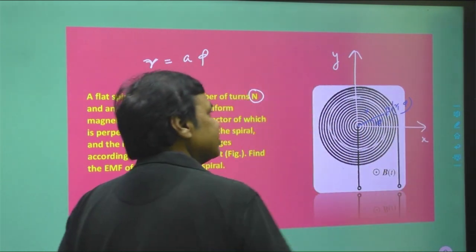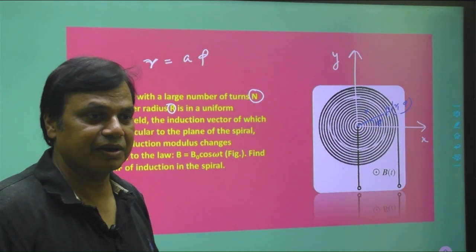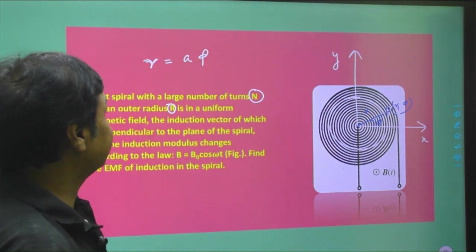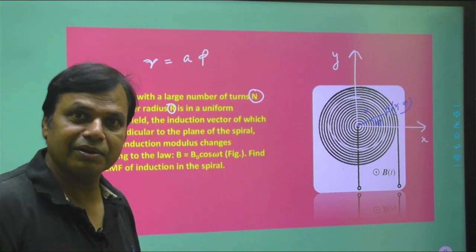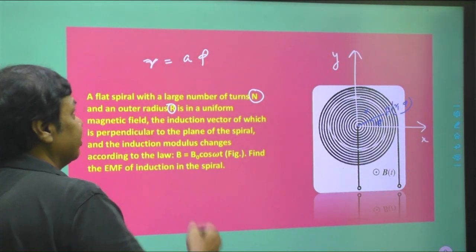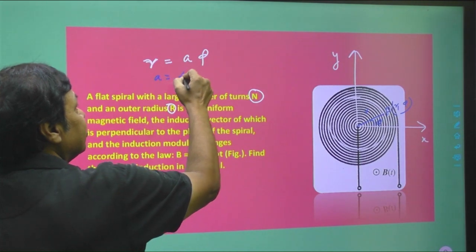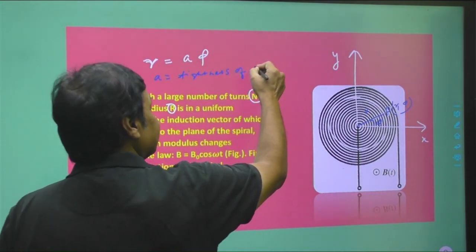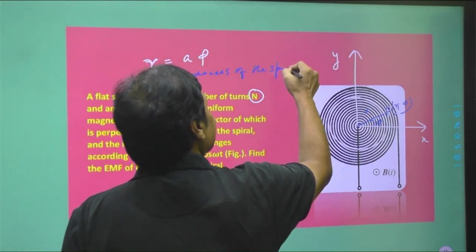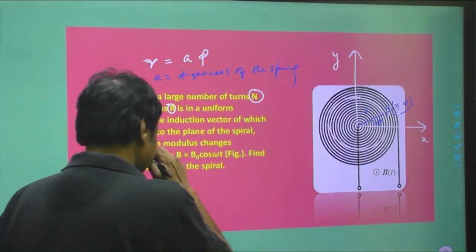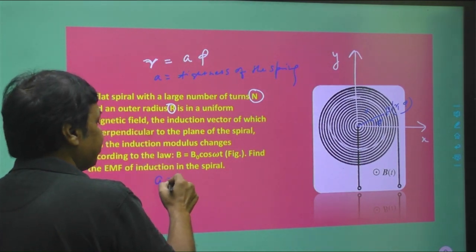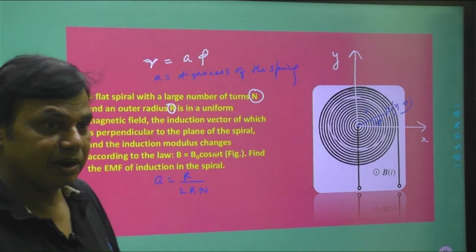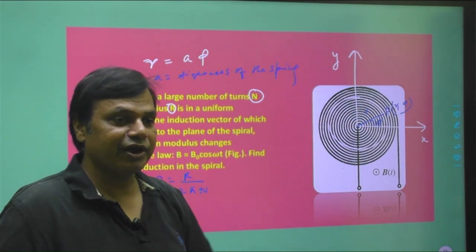And what is this a? A is called the tightness of the spiral. And it is usually written as a equals R by 2 pi n, where n is the number of turns. Here the value of phi varies from 0 to 2 pi n.